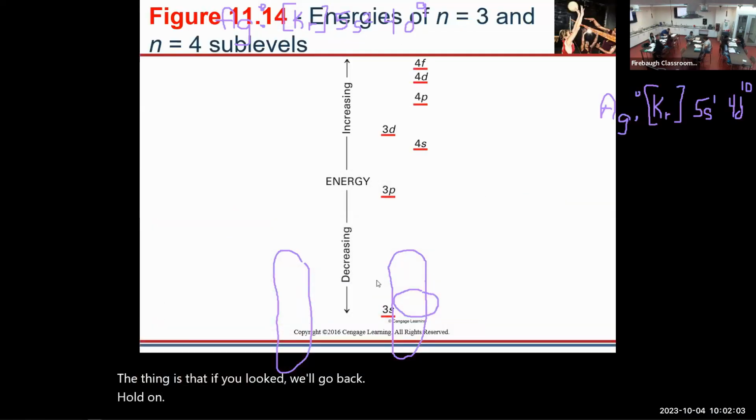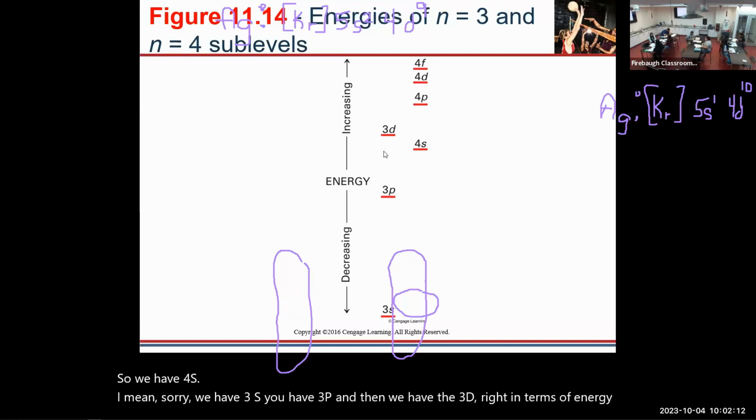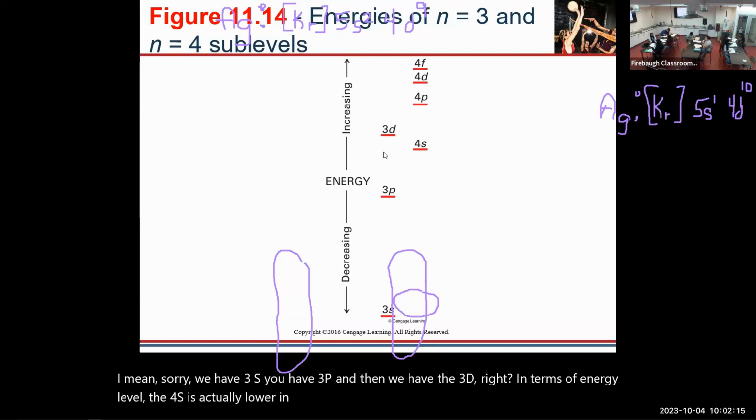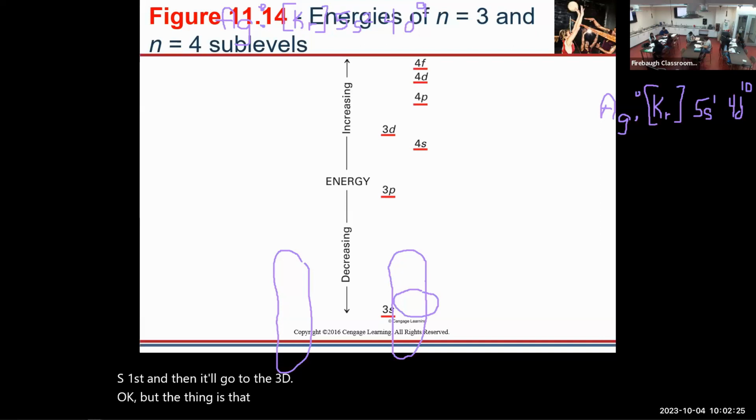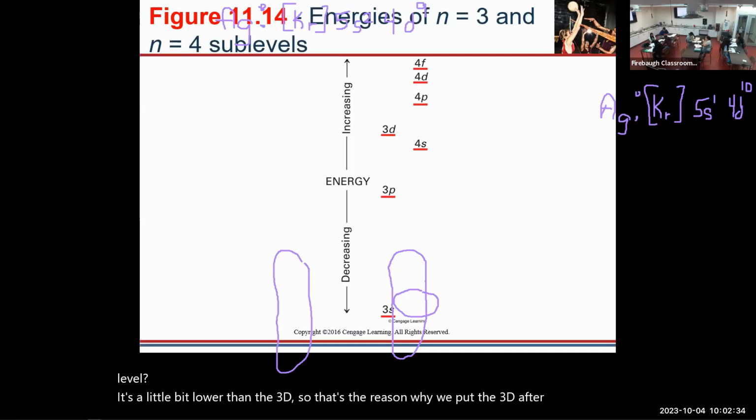So here we have 4S, we have 3S, we have 3P, and then we have the 3D, right? In terms of the energy level, the 4S is actually lower in energy. So when we're putting electrons in, it'll go to the 4S first, and then it'll go to the 3D. They're overlapping in terms of the energy level. It's a little bit lower than the 3D. So that's the reason why we put the 3D after the 4S.